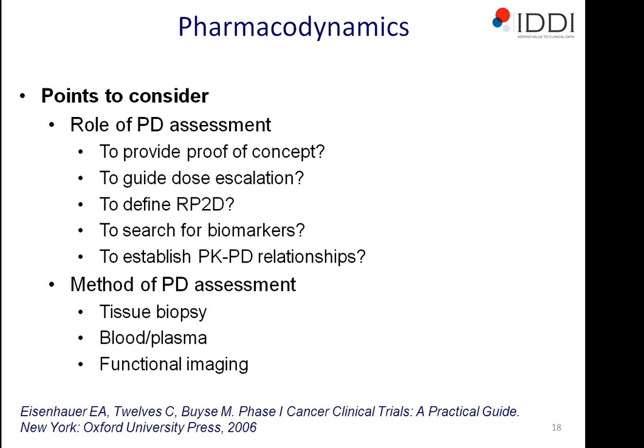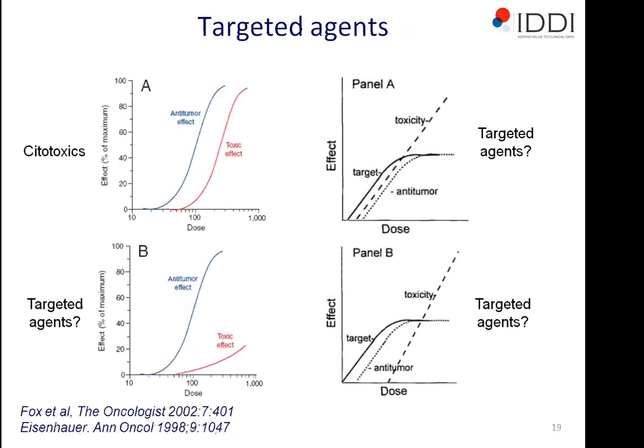Also, what is the method of pharmacodynamic assessment? Is it tissue biopsy, whether a tumor or normal tissue? Is it blood or plasma? And whether functional imaging may be used to help in this assessment.